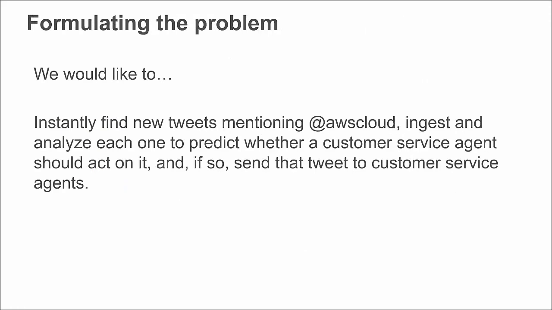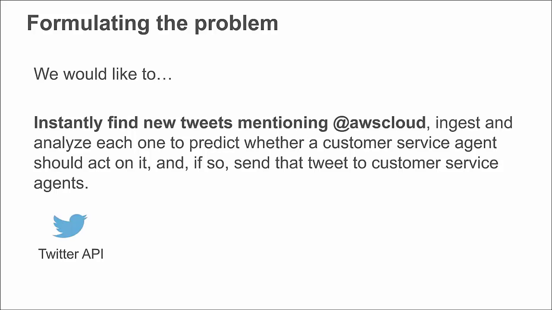All right, so here's the problem we would like to solve. We want to instantly find new tweets mentioning the AWS Cloud handle, ingest and analyze each one to predict whether a customer service agent should act on it, and if so, send that tweet to the customer service agents. And to do this in real time, robustly, and reliably, it's not easy, but luckily we have services available that we can string together to build our entire application with only a few hundred lines of code. So let's step through that.